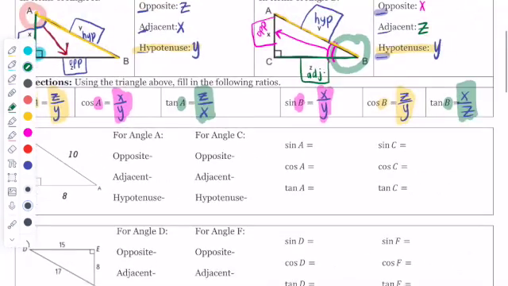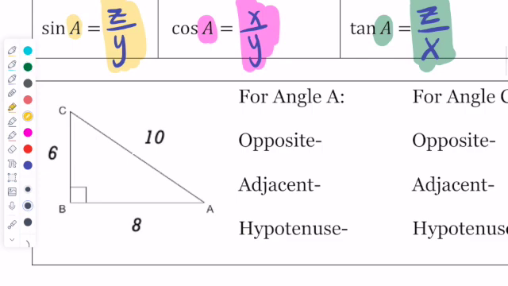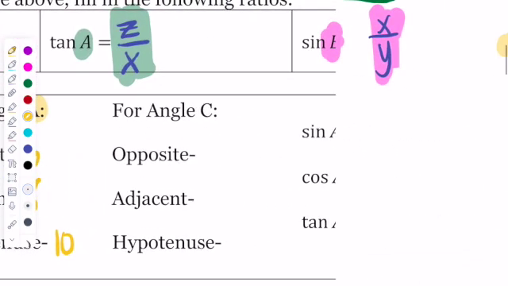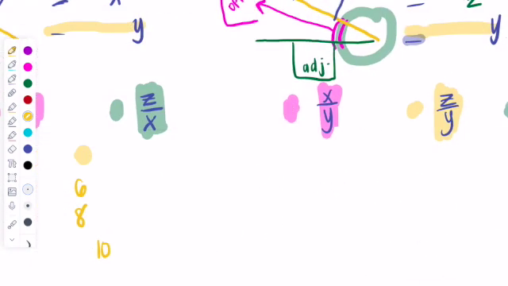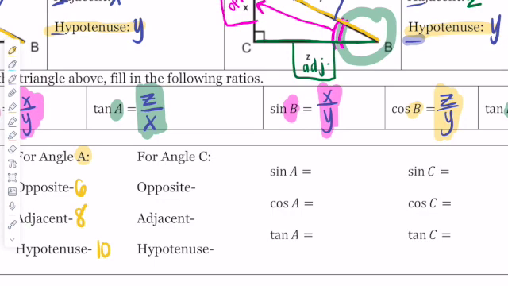For angle A, we want to go in terms of angle A. So from the perspective of angle A, what is our opposite piece? Our opposite piece would be 6. Our hypotenuse, no matter what, is 10. And that forces the 8 to be the adjacent. So that is our values. Let's go through and actually calculate the sine of A, the cosine of A, tangent of A.